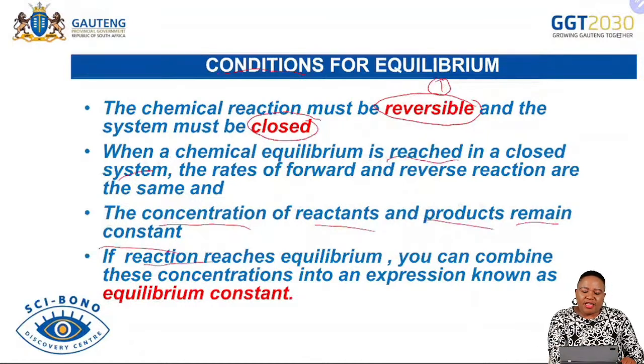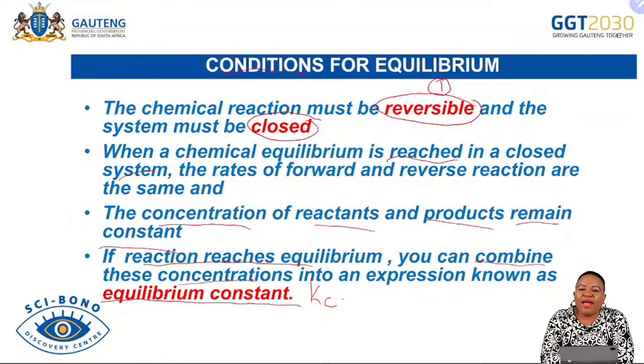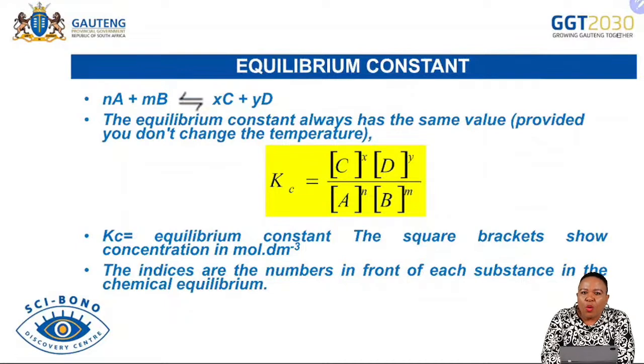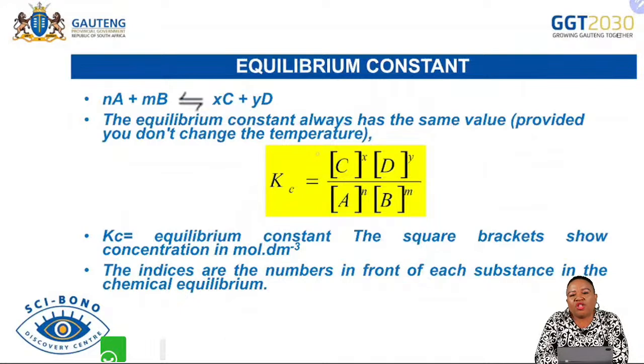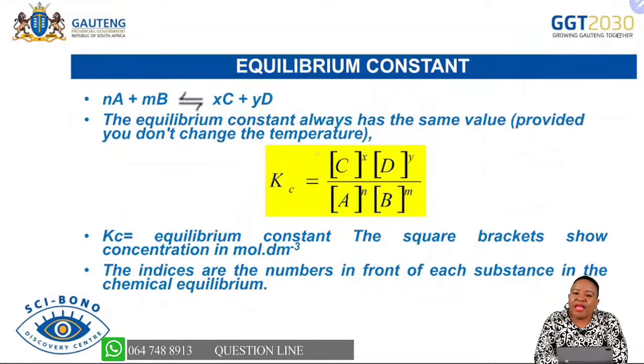And then if a reaction reaches equilibrium, you can combine these concentrations into an expression known as the equilibrium constant, which is represented by Kc. So we can combine them in order to calculate the Kc value as we reach equilibrium. So we are going to use an equilibrium expression when we calculate the equilibrium constant. So we know that if we are reaching equilibrium, we expect that the concentrations of the reactants and the products must remain constant. When we say they remain constant, we don't say they are the same, but they don't change.